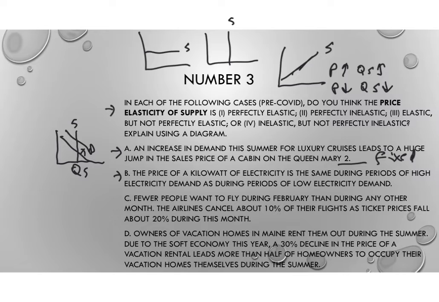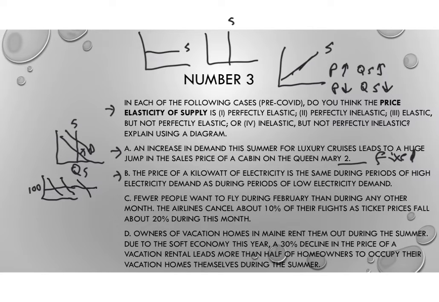For part B, the price of a kilowatt of electricity is the same during periods of high electricity demand as well as low electricity demand. In this case, we have perfectly elastic supply. Here's the price of the electricity, and it doesn't really matter. Let's say it's $100 during a certain time frame. Now the demand is increasing, but the price of the electricity is really the same. The supply of electricity would be constant and would be a horizontal line. So we don't have any price changes at all as a result of the changes in demand.